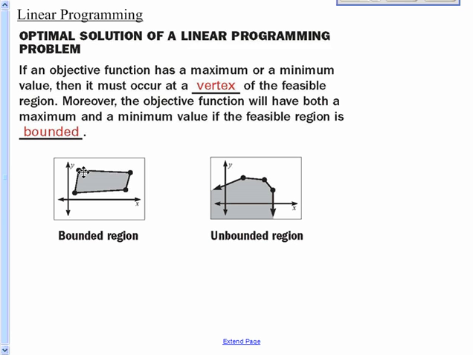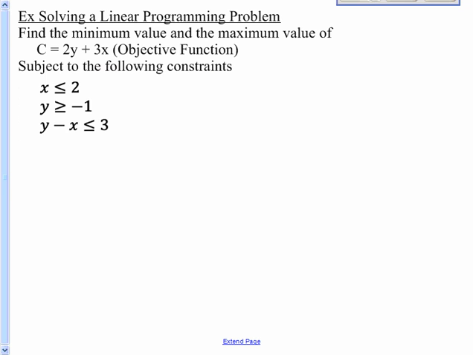Let's look at this first little paragraph here. If an objective function has a max or min, it must occur at a vertex. If it's bounded, see this bounded region, you're going to have both a max and a min, and you've got to check each of those vertex points, each of those vertices. That's where it's going to occur. Now, if it's unbounded, like over here, if you have a max or min, it will occur at a vertex. But again, it doesn't always have a max or min, so you've got to be real careful with an unbounded region.